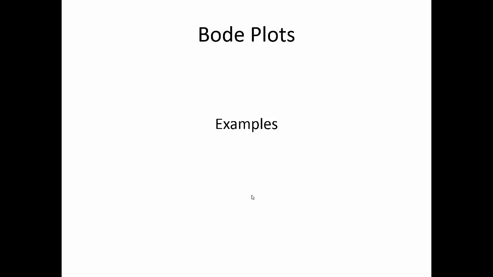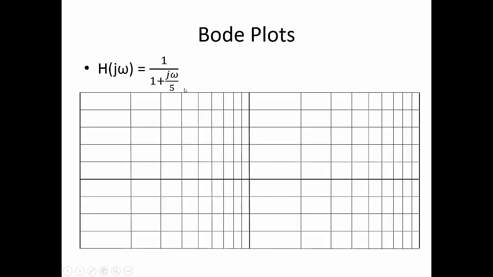Okay, let's try some examples. Start really simple. 1 divided by 1 plus j omega divided by 5. We have a first order in the denominator, and our p-value is 5. We need to figure out how to label things. We're looking for 5. We could be here or we could be here. If we put it here, we have more room to show information in our plot. So if we want this to be 5, this should be 1, this should be 10, and this should be 100. Those are the important things to label on your Bode plot.